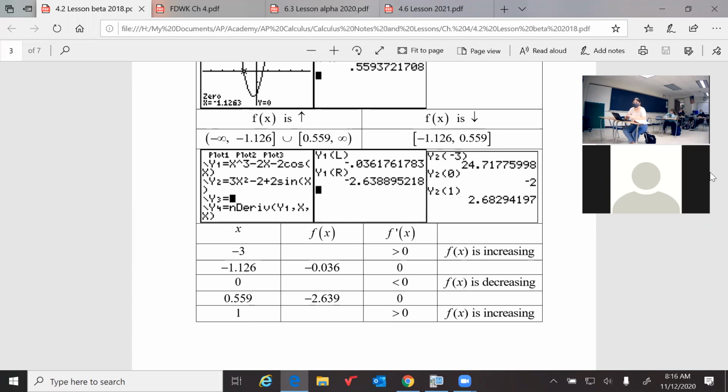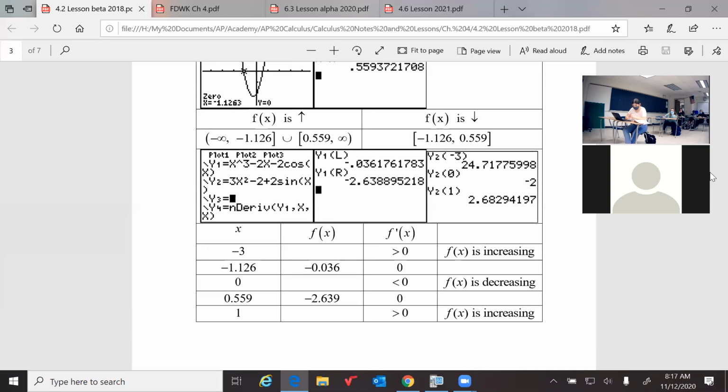The derivative over here to the left of that 0, the derivative's above the x-axis, so the parent graph is going up. In between these two, the derivative's negative. The parent graph's going down. To the right of that 0, the derivative's positive. The parent graph's going up. The intervals would be, here's where it's going up, in between is where it's going down. Okay?